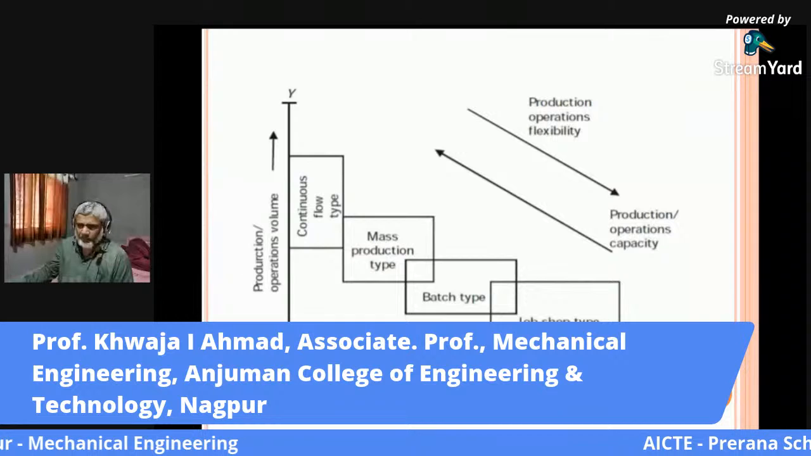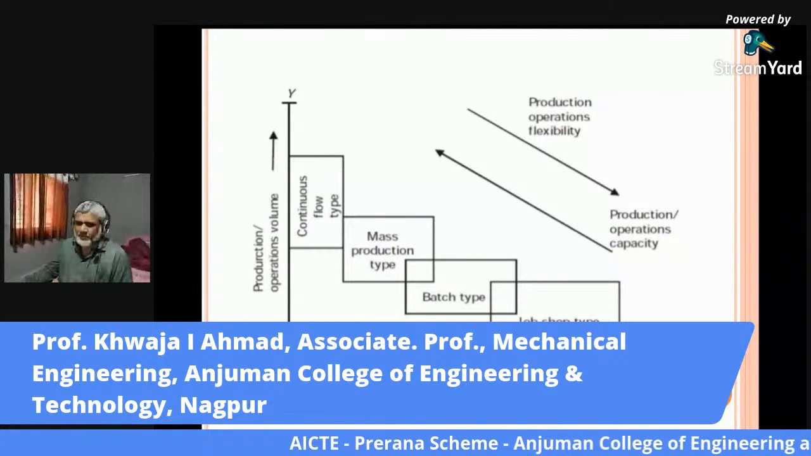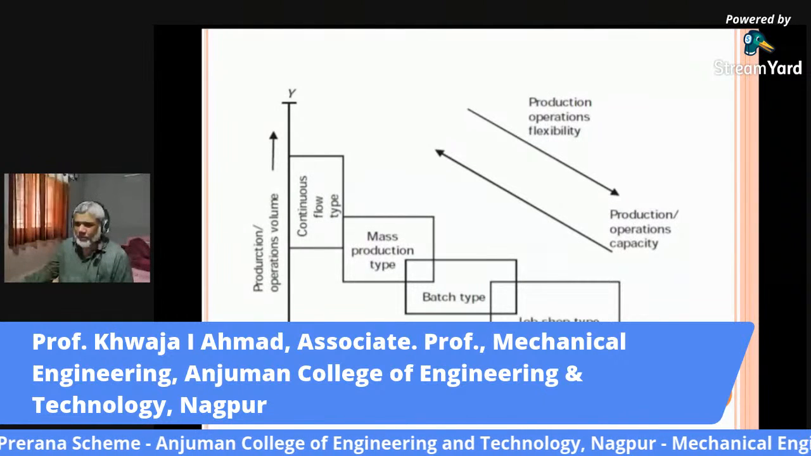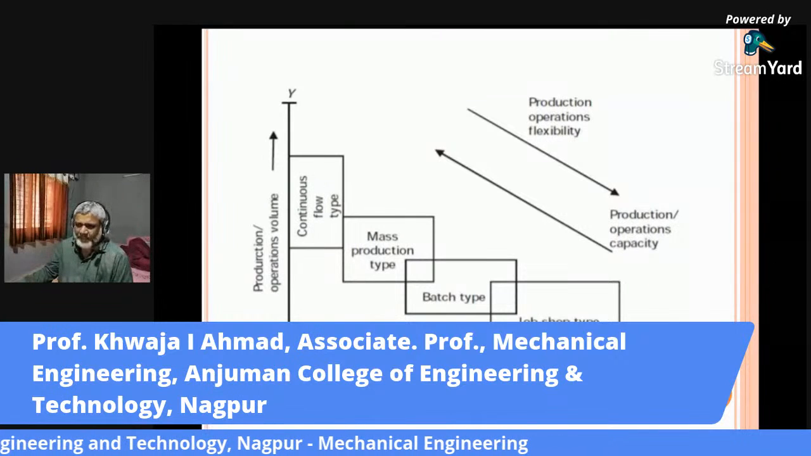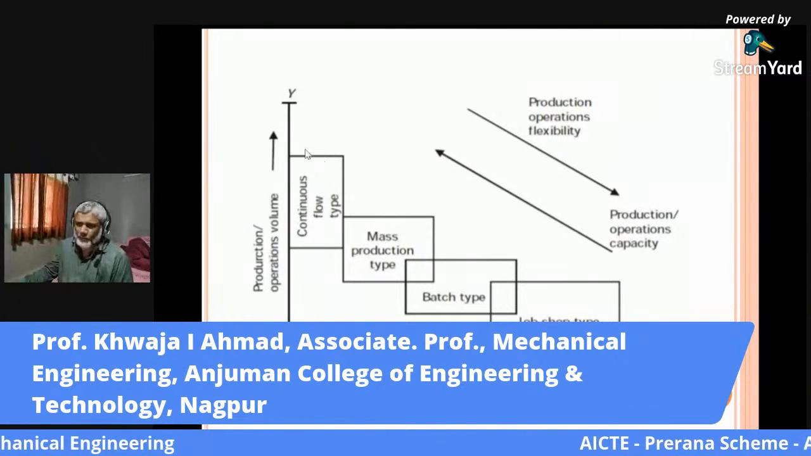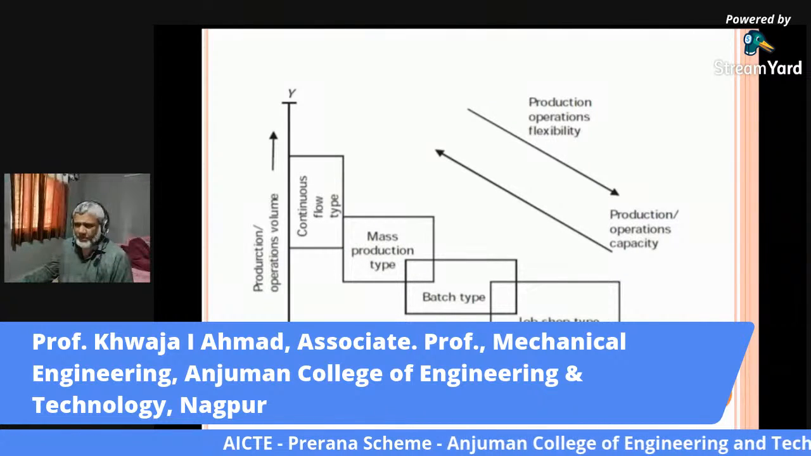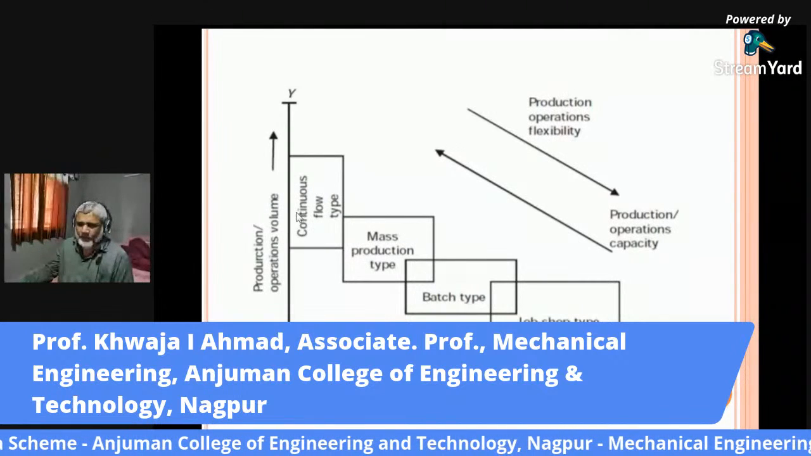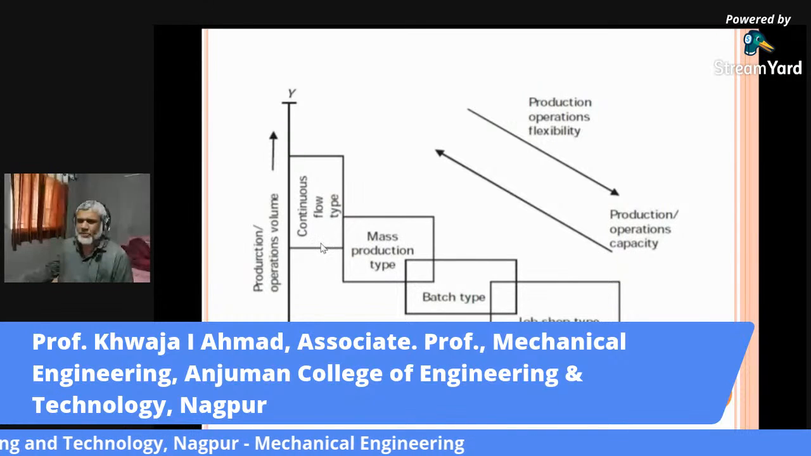This is a graph which shows where this system lies. This is the production or operations volume, and this is the product or output variety. So for the continuous flow type, the variety is very less. There is no variation, but the volume of production will be of the highest order. In mass production system, a little bit of variation can be adjusted in the output, and the volume of production will be high but less than the continuous type.